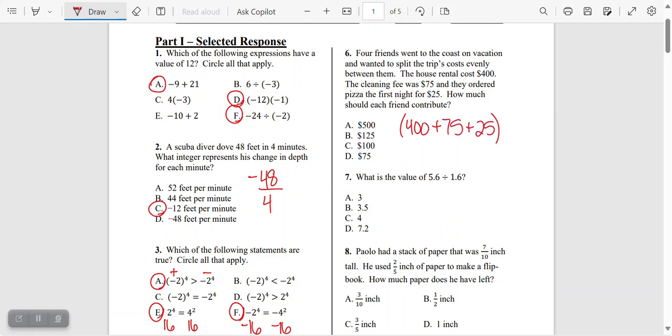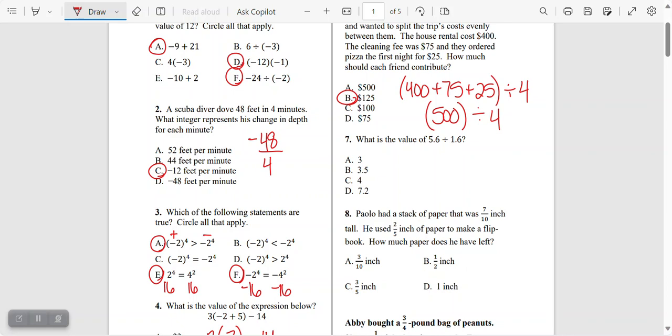Okay, that's the total cost of the trip for everyone, and then at the end we want to divide that by 4. So 475 plus 25 is 500. I don't really need the parentheses anymore, but 500 divided by 4, because there were 4 friends, is $125.